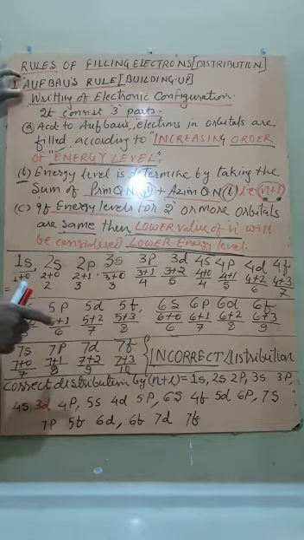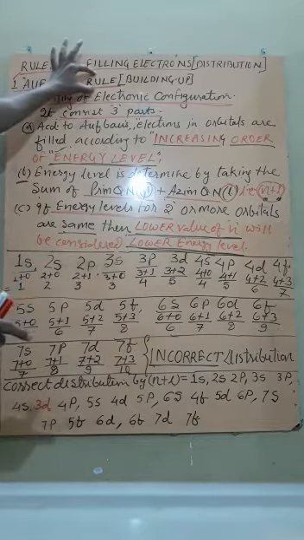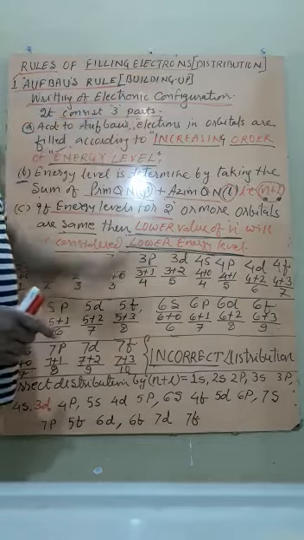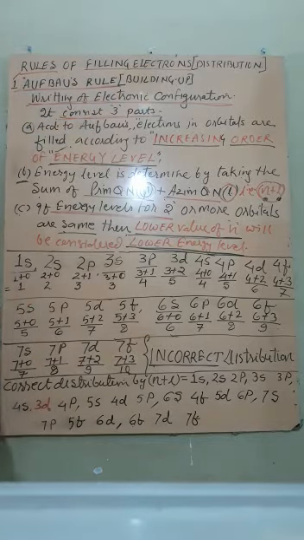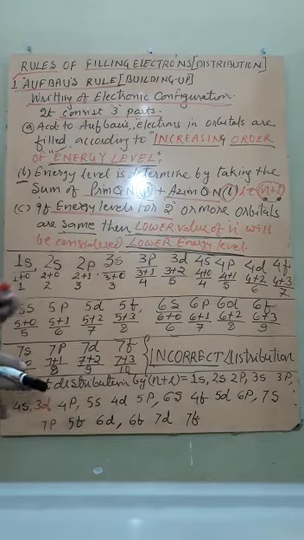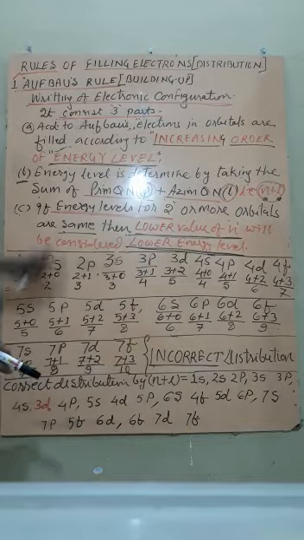The first rule is Aufbau's rule or Aufbau principle. The meaning of Aufbau is building up. Building up means how the electrons will fill in different energy levels. So, what is the Aufbau principle? Actually, it consists of three parts. In each and every part, you have to give proper attention.